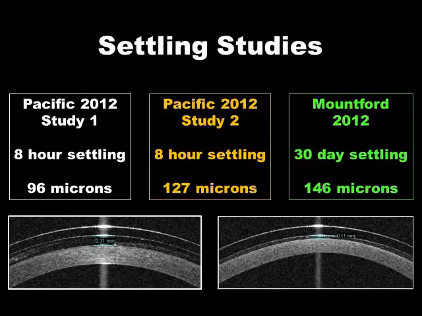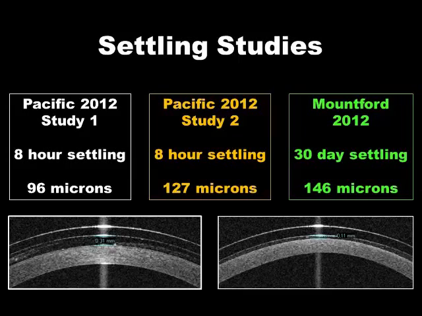John Mountford in Australia did a much more comprehensive analysis. He took 392 patients, 497 eyes, I believe it was, and measured the clearance on insertion, but then again measured the clearance 30 days after wear. And what he found was, on average, the lenses settled approximately 146 microns, about 150 microns.